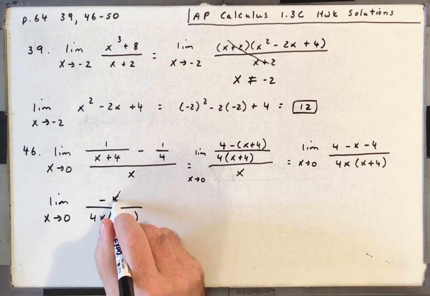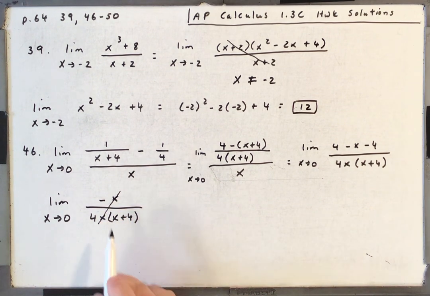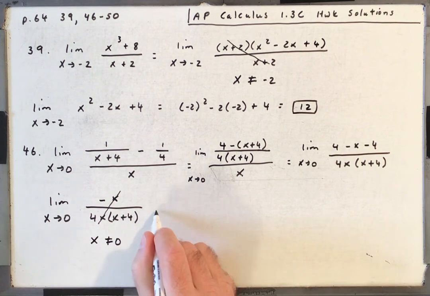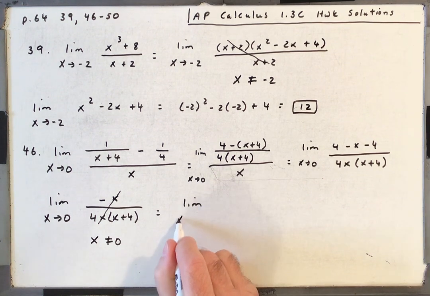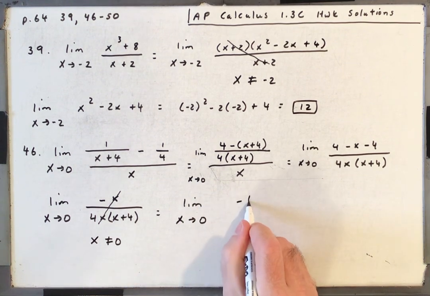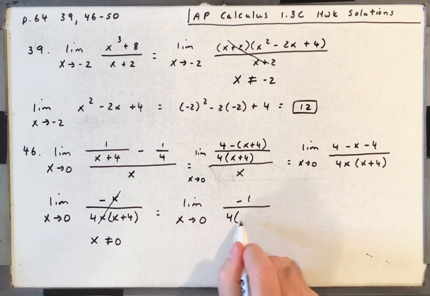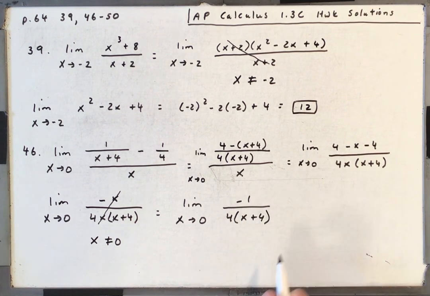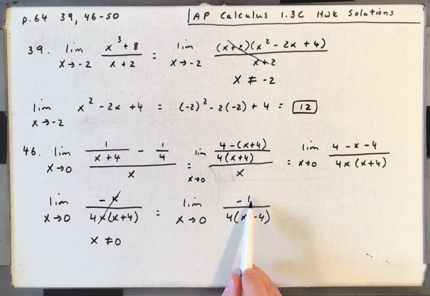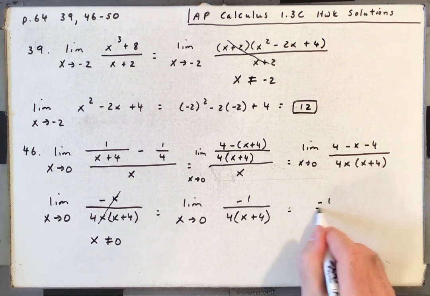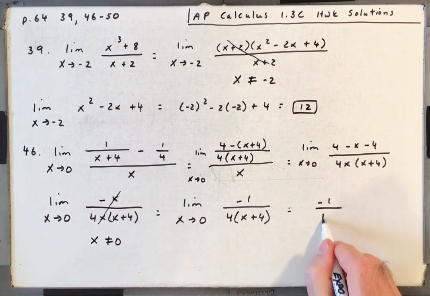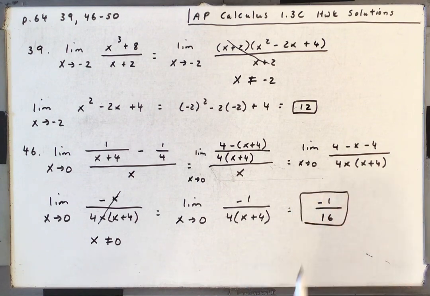Okay, now this was the whole point of all this work, was to get that x over x there. That's the 0 over 0. So as long as x does not equal 0, we have the limit as x approaches 0 of -1 over 4 times x plus 4. We're no longer indeterminate because there's not a 0 on top, so plug that 0 in there, and the answer is -1 over 4 times 4, which is 16. So -1/16. Beautiful.